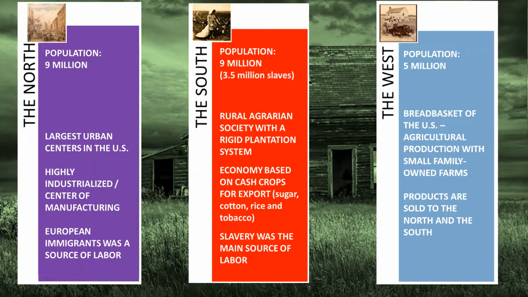The West. The West had a population of just 5 million people. It was an area of vast agriculture production, known as the breadbasket of the United States. This region was full of small family-owned farms, and its products were sold to the North as well as the South.